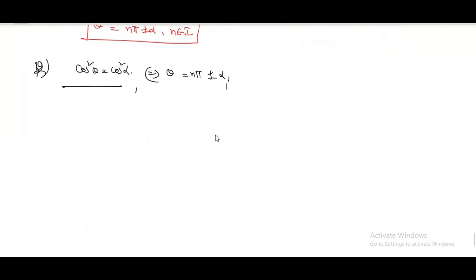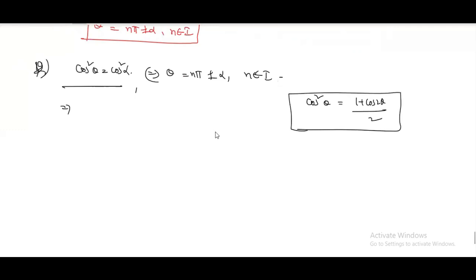How we will get? Let's see, where n belongs to integers. Here we can write this one using the formula cos square theta is equal to 1 plus cos 2 theta by 2. So according to this formula, we can write 1 plus cos 2 theta by 2 is equal to 1 plus cos 2 alpha by 2. So 2 gets cancelled, plus 1 and plus 1 gets cancelled. So we'll get cos 2 theta is equal to cos 2 alpha.